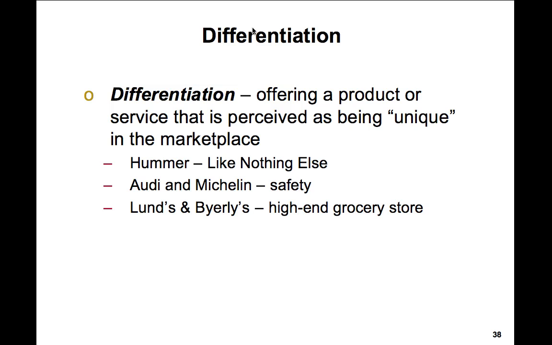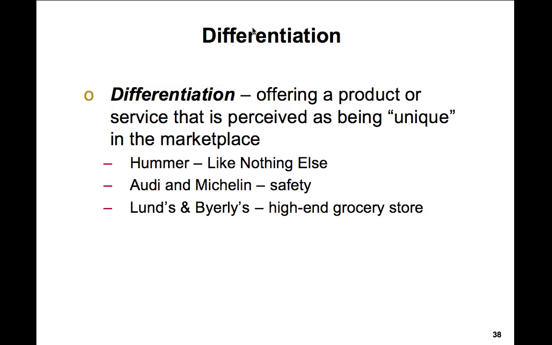So in terms of differentiation, offering products and services that are perceived as being unique in the marketplace. We don't really see very much technology, except for technology products, being used for uniqueness or for differentiation. However, it does apply in terms of services if you're able to provide 4G. Well, everyone is doing that now. Or if you're able to provide a cheap something, or if you're able to differentiate yourself somehow. Hummers, nothing else like a Hummer.